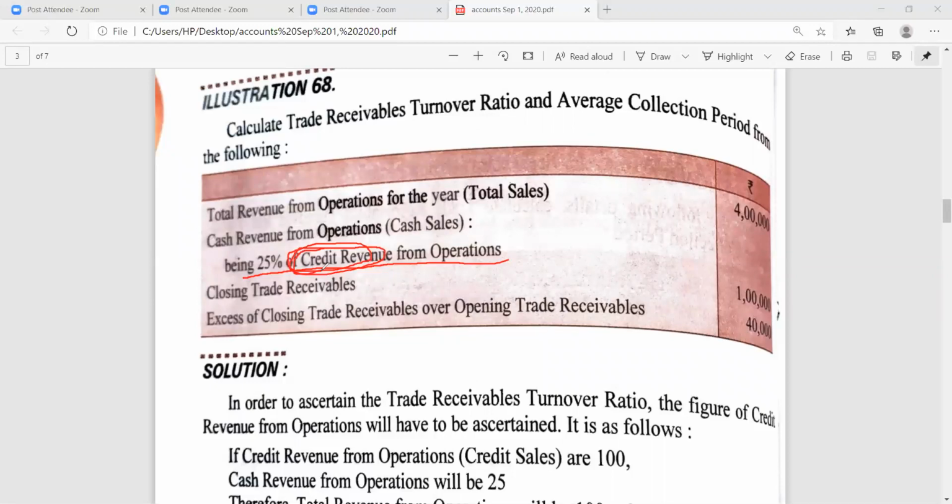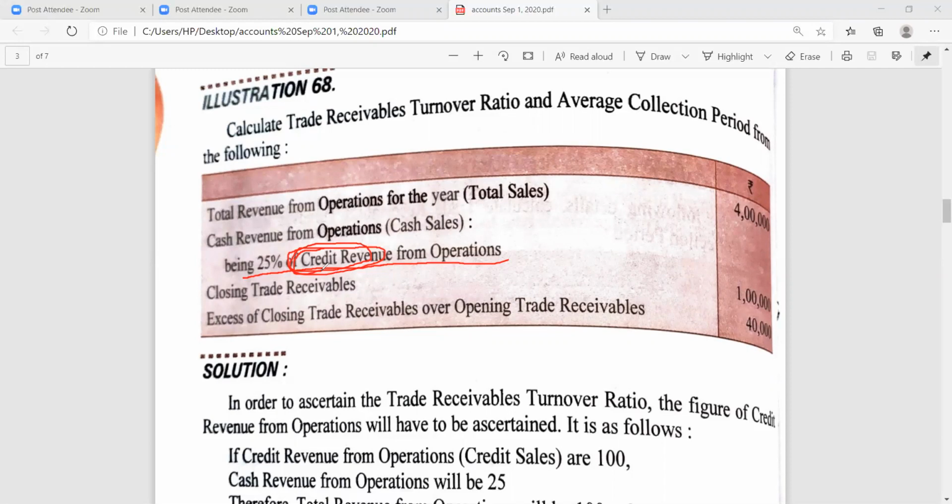Whereas in the previous question we took 20% of total revenue from operation. That was so simple. Total revenue from operation was given to you in your question. In this question also, total revenue from operation is given to us. If it were given as 25% of total revenue from operation, then it would be very easy to calculate.